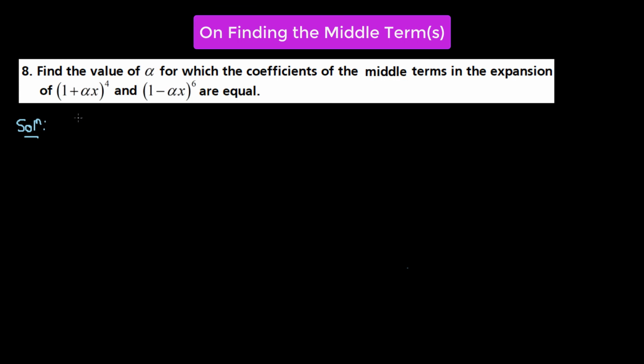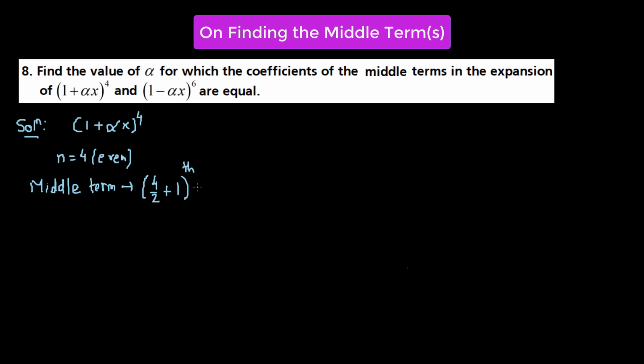We begin with the first expression, which is (1 plus alpha x) raised to the power 4. So here we have n equals 4, which is even. So that would mean that the middle term is going to be given by the (4 over 2 plus 1)th term. So 4 over 2 is 2, 2 plus 1 is 3. So we have the third term here, which means we have to find the value of t3.